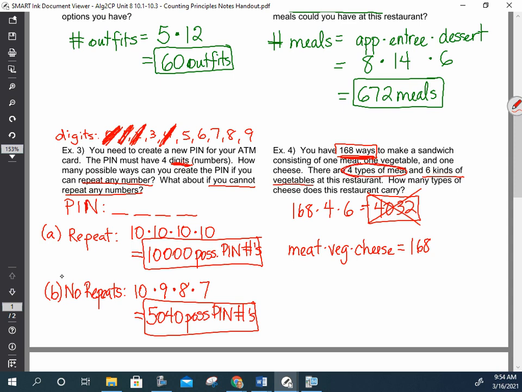So that's your total. You know how many types of meat you have. You know how many types of vegetables you have. You don't know how many types of cheese you have.